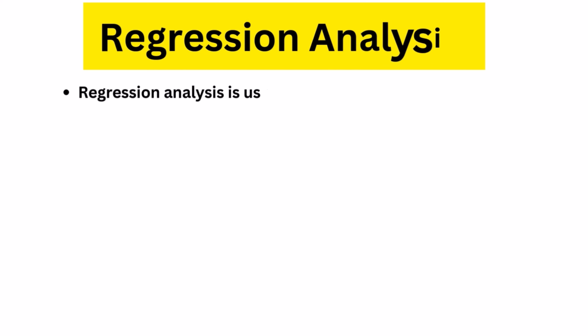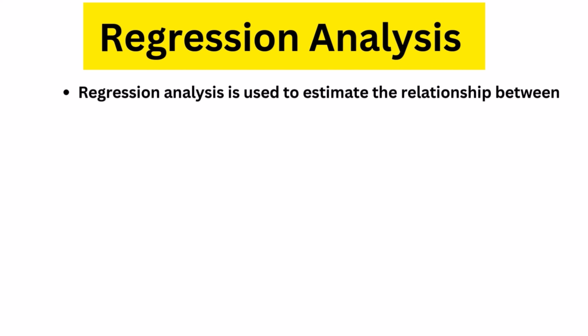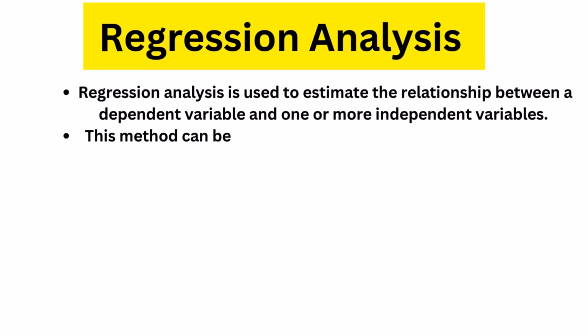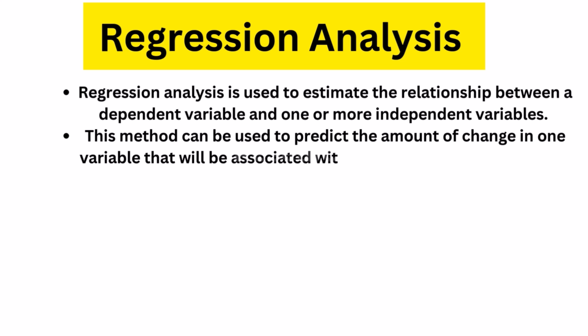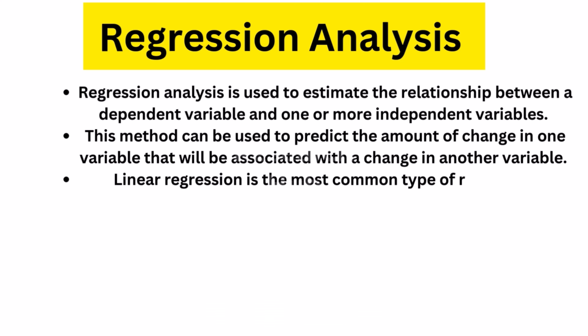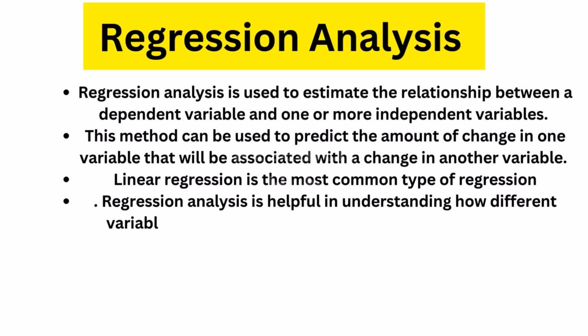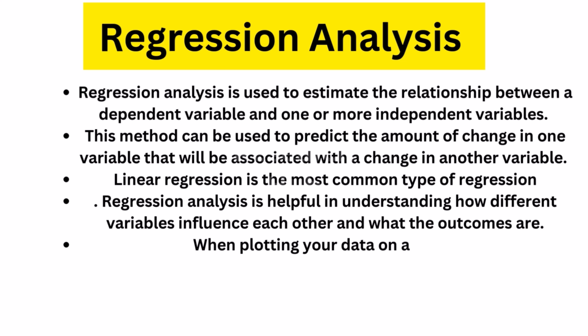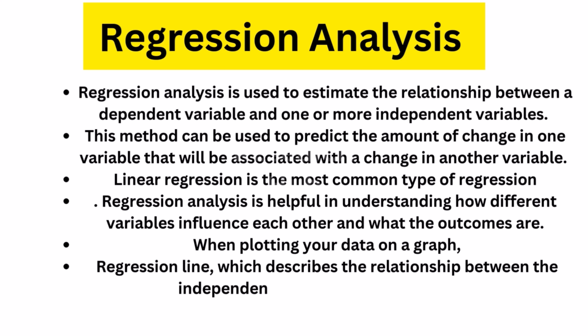Regression analysis. Regression analysis is used to estimate the relationship between a dependent variable and one or more independent variables. This method can be used to predict the amount of change in one variable that will be associated with a change in another variable. Linear regression is the most common type of regression. Regression analysis is helpful in understanding how different variables influence each other and what the outcomes are. When plotting your data on a graph, you get a regression line, which describes the relationship between the independent and dependent variables.